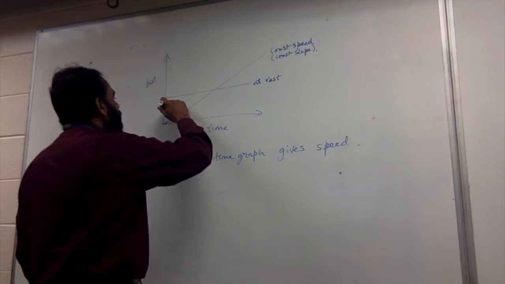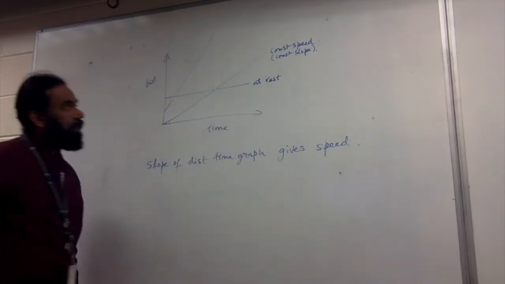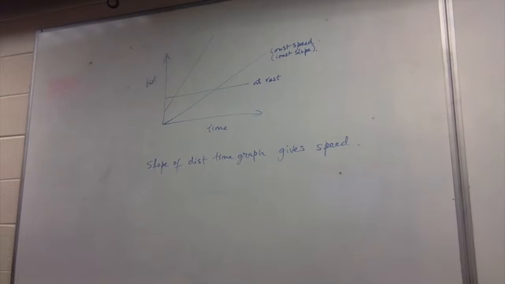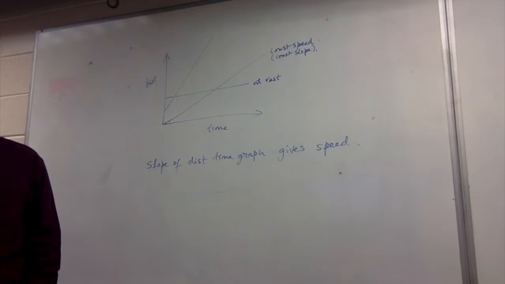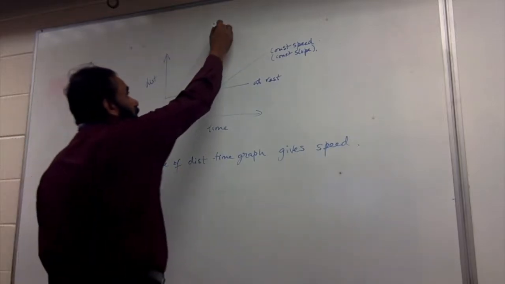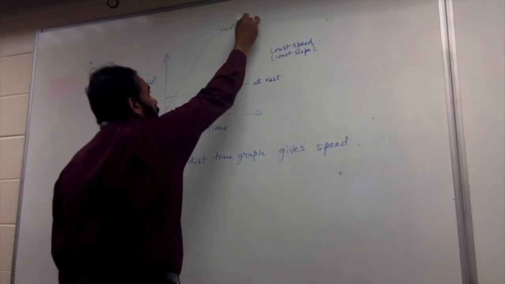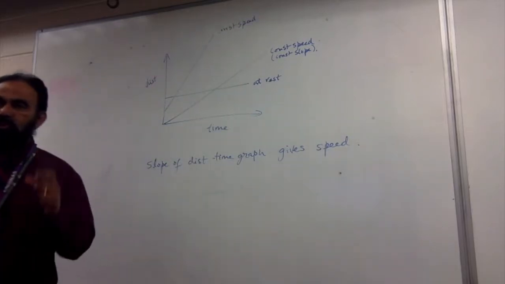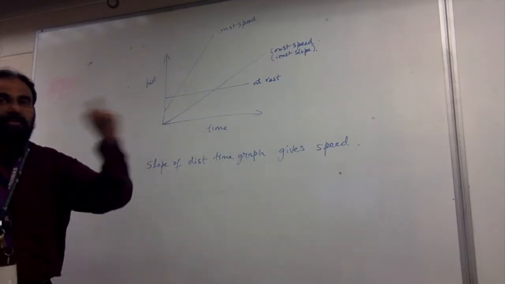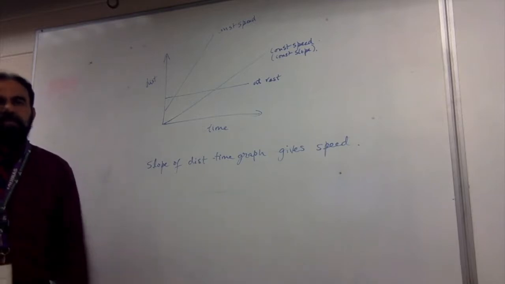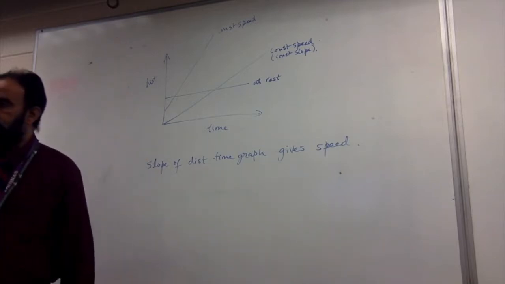What is this one? What is that line supposed to represent? That's also uniform speed. That's also constant speed. Because just follow this: slope of the distance time graph gives you speed. Is this a uniform slope? Then nothing to worry about. It is a constant speed.